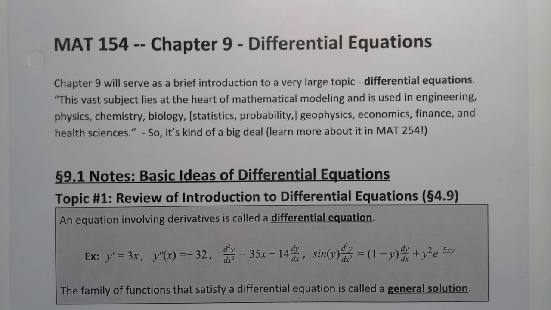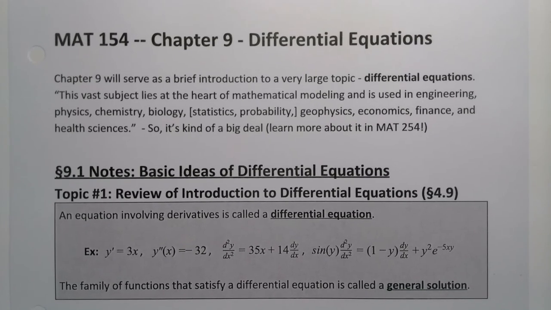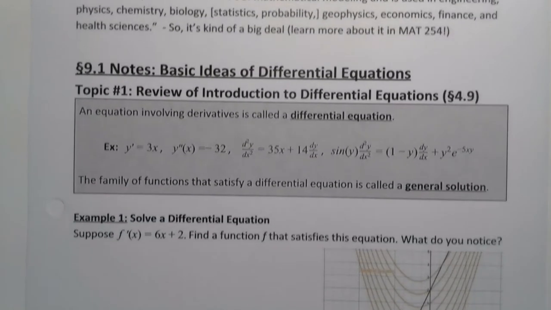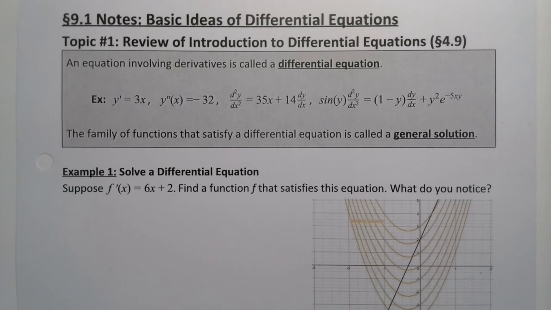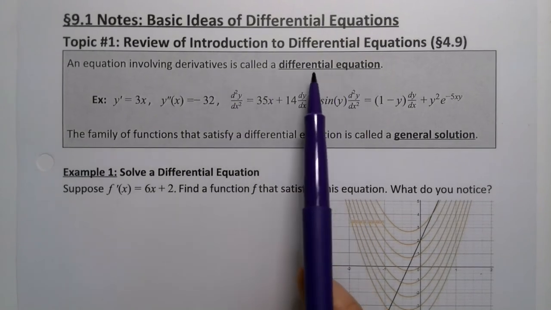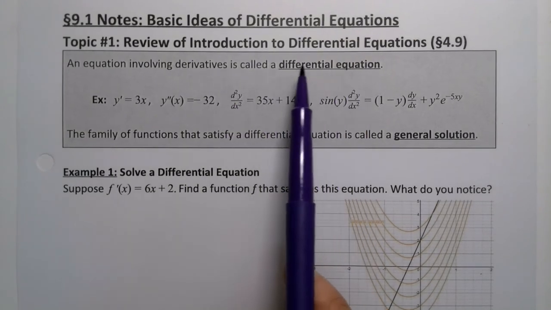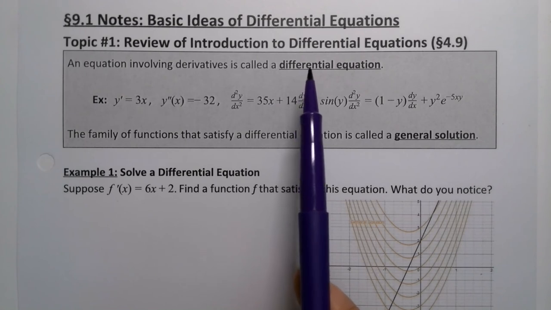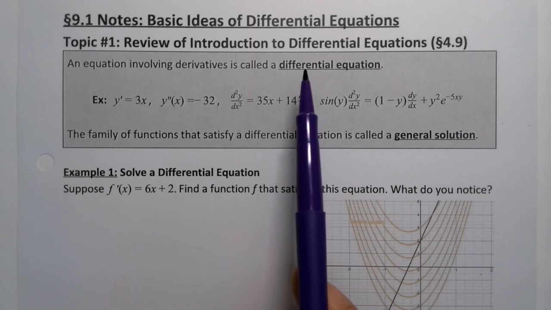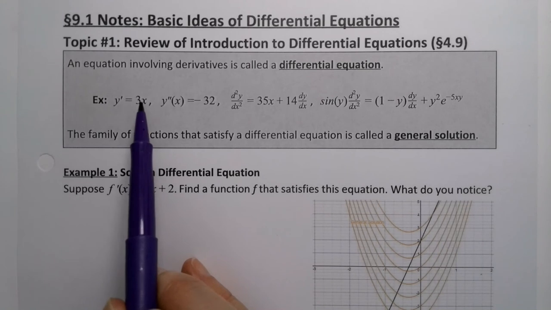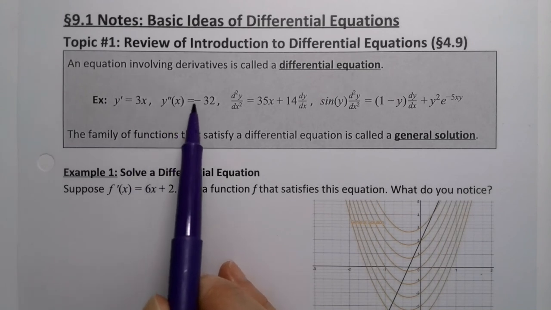We just want to learn some basics that might be useful in different engineering and physics courses until we can take Math 254. All right, so let's start with some basic ideas of differential equations. An equation that involves derivatives is called a differential equation because differentiating is the process of taking a derivative, remember, because of the difference quotient that we learned about in Calc 1 first thing. So some examples would be y prime equals 3x, y double prime of x equals negative 32.